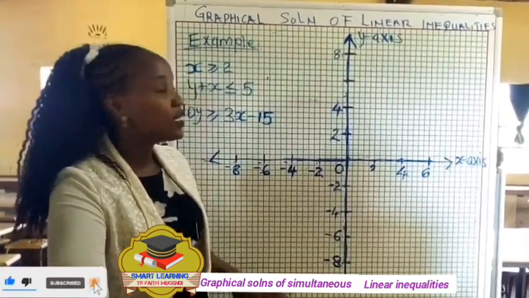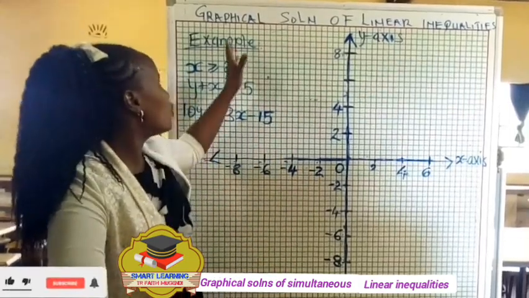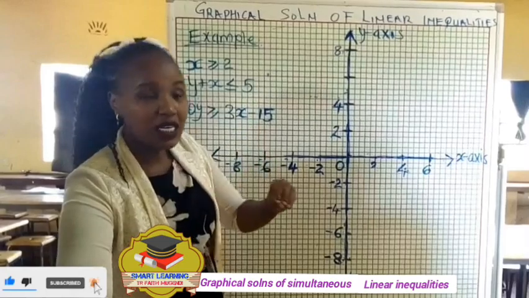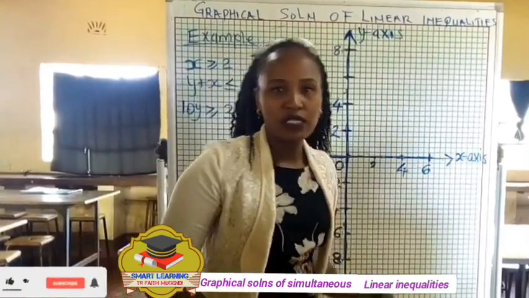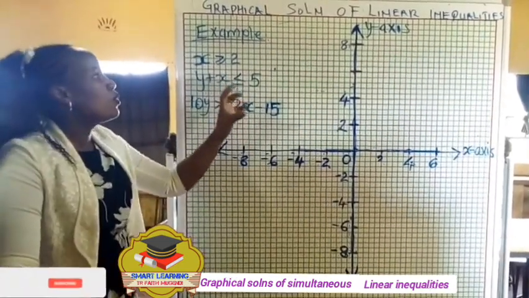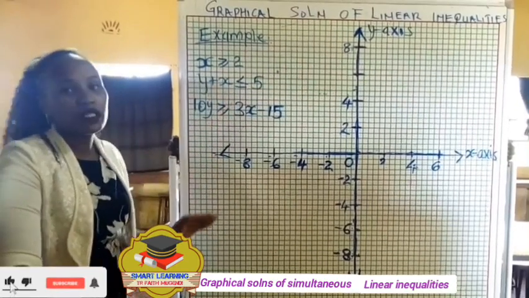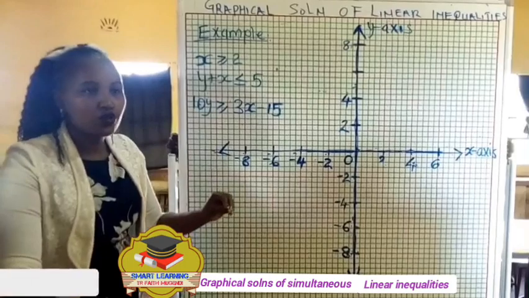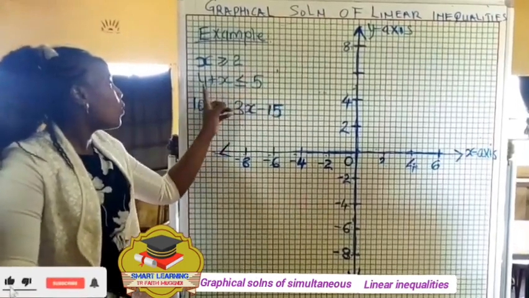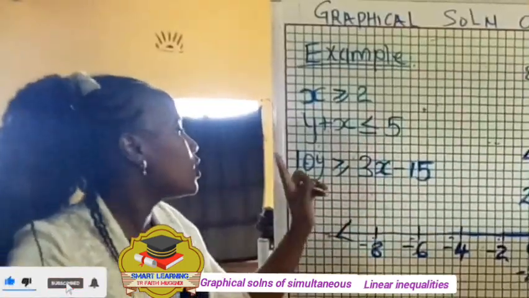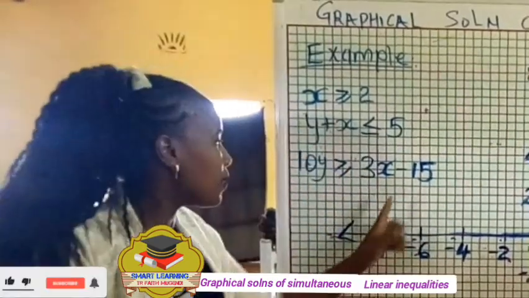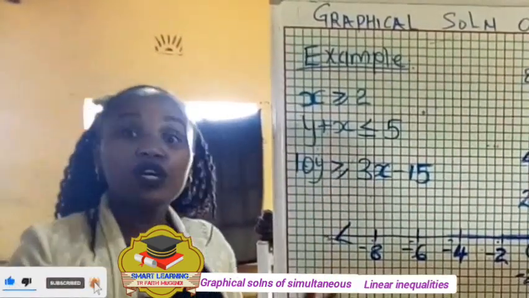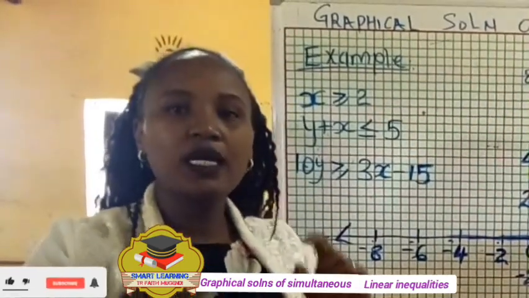Welcome to today's topic, where we are going to use graphical solution to solve simultaneous linear inequalities. For you to draw these linear inequalities, we have to draw linear equations: x equals 2, y plus x equals 5, and 10y equals 3x minus 15. So for us to draw, we are first of all going to make a table of values.